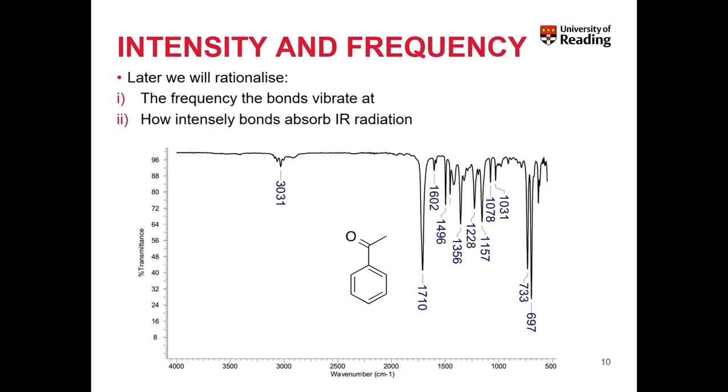Later, we will rationalize why different groups absorb at different points in the infrared spectrum. So we will look to understand why CH bonds, for example, absorb at around 3000 wave numbers, and why carbon-oxygen double bonds absorb at around 1700 wave numbers. And we'll also seek to understand why different groups have different intensities on the infrared spectrum. However, next we're going to look at the different functional groups and where they absorb, and go through the important areas that you should know about as students of pharmacy.